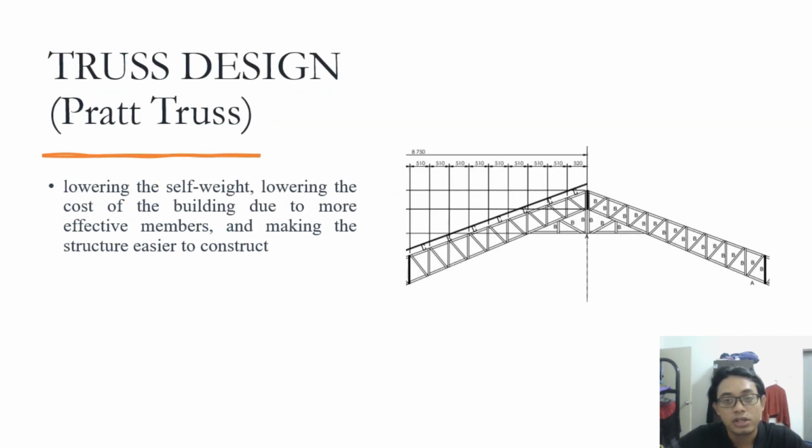So the truss design that our group has chosen is the PRAD truss. This is because it lowers the self-weight, lowers the cost of the building due to more effective members, and makes the structure easier to construct. As we can see here, this is the example of the PRAD truss that our group has built and chosen.